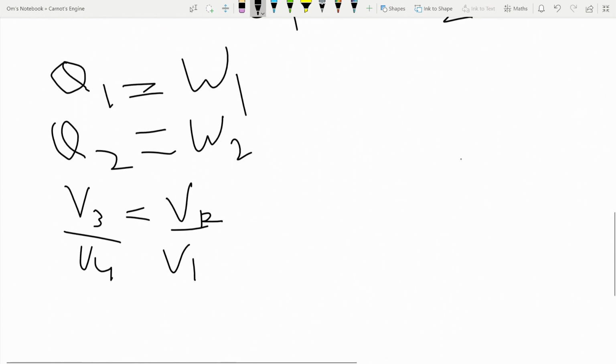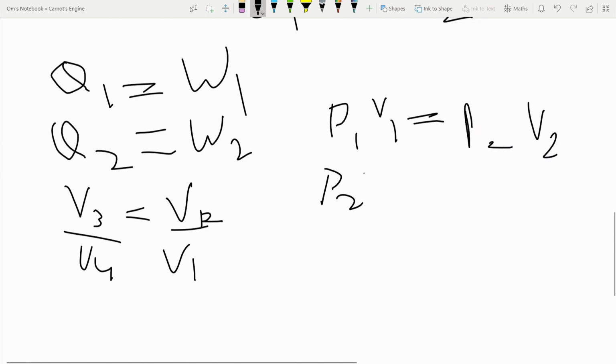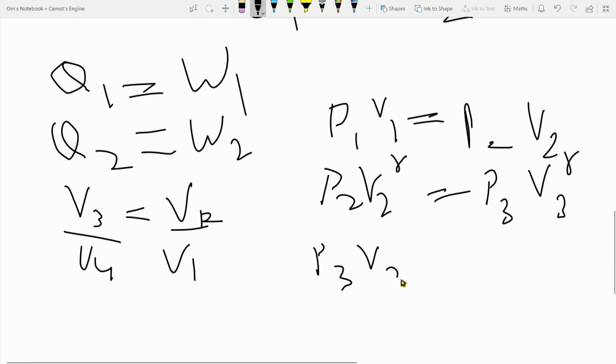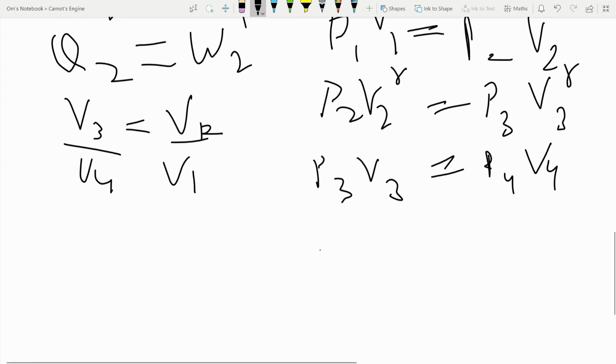Alright. So when I do that, I'll get P1 V1 is equal to P2 V2. Then I'll also get P2 V2 raised to gamma, because that is actually an adiabatic process, is equal to P3 V3 raised to gamma. Then I'll get P3 V3 is equal to P4 V4. And finally P4 V4 raised to gamma is equal to P1 V1 raised to gamma.